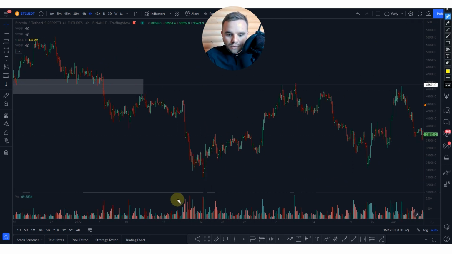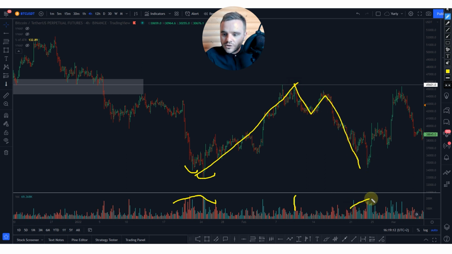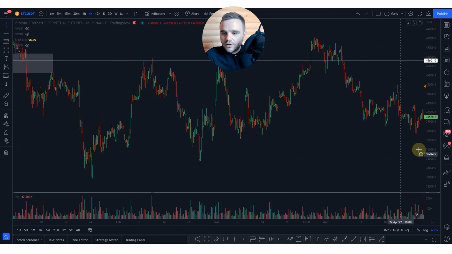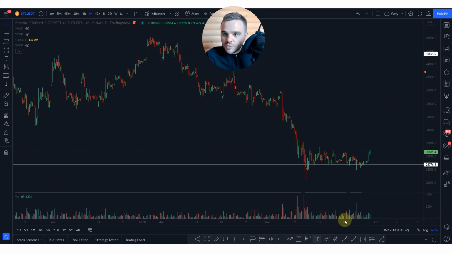Pay attention to this volume increase exactly during these candles, and how price rose after that. Again, have a look at this significant volume at the high, and price made this drop. Pay attention, this volume increase and again a rise. Have a look at this one, significant volume entered exactly at the bottom, and what did price do?